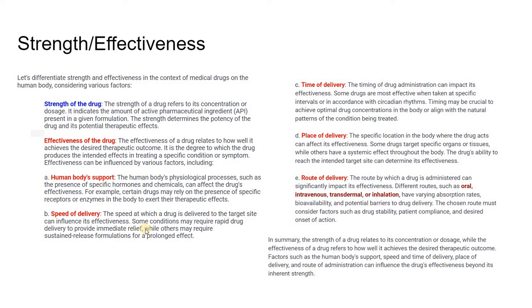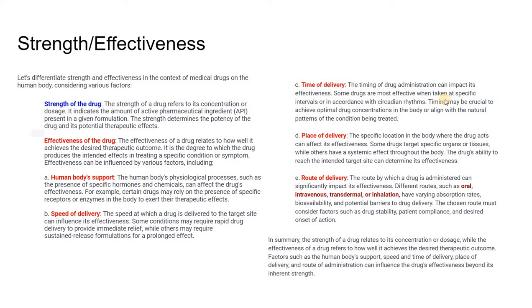So speed of delivery, the speed at which a drug is delivered to the target site, can influence its effectiveness. Some conditions may require rapid drug delivery to provide immediate relief, while others may require sustained release formulations for a prolonged effect. So all this depends upon, again, the planet and the environment together. If you were to compare it to the Vimsapakabala, the time of delivery, the timing of it, this might be like our Vimshottari Dasha or any Dasha system. That would affect the effectiveness of the planet.